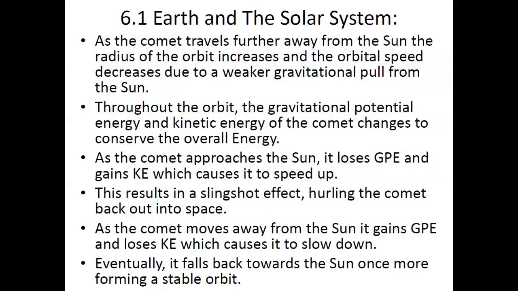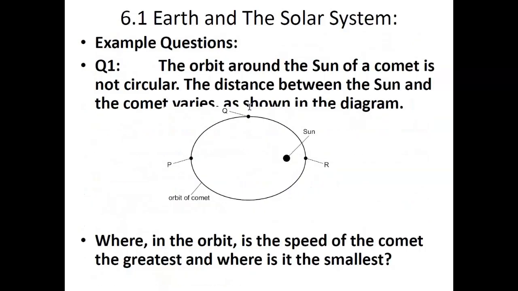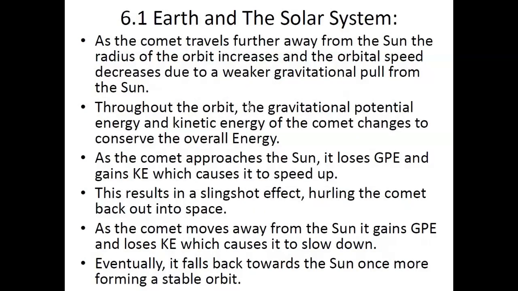As the comet approaches the Sun, it loses GPE and gains kinetic energy, or KE, which causes it to speed up. This results in a slingshot effect, hurling the comet back towards outer space. As the comet moves away from the Sun, it gains GPE and loses kinetic energy, slowing its speed down. Eventually, it falls back towards the Sun once more, forming a stable elliptical orbit. That's all you need to know. That's all the theory you need for section 6.1.